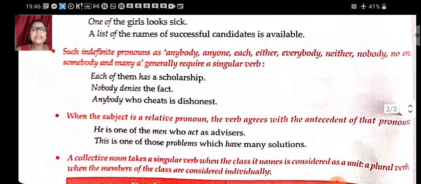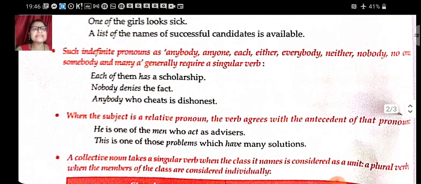Now the next point, such indefinite pronouns as anybody, anyone, each, either, everybody, neither, nobody, no one, somebody and many generally require a singular verb. Remember, wherever you get each, nobody, anybody, it comes with your singular verb. And when a subject is a relative pronoun, the verb agrees with the antecedent of that pronoun. For example, he is one of the men who act as advisors.